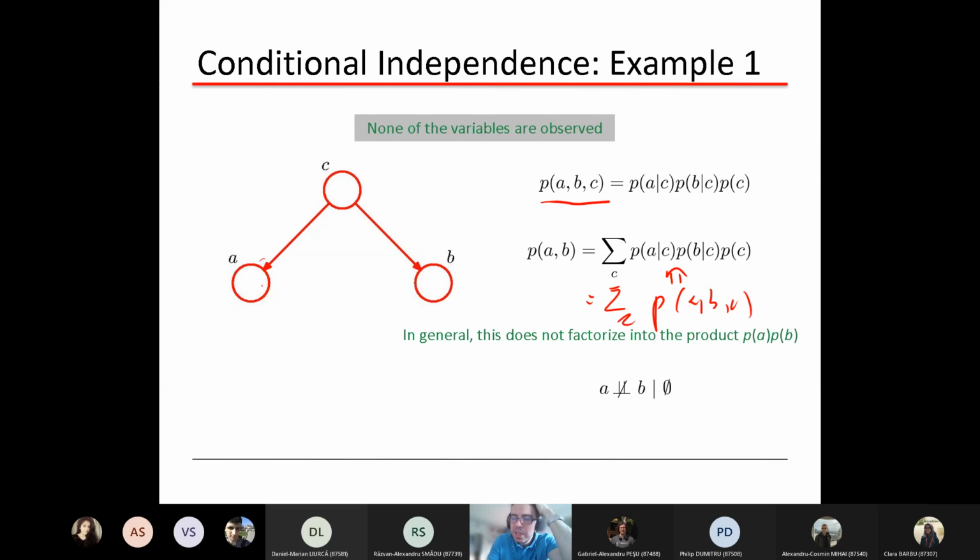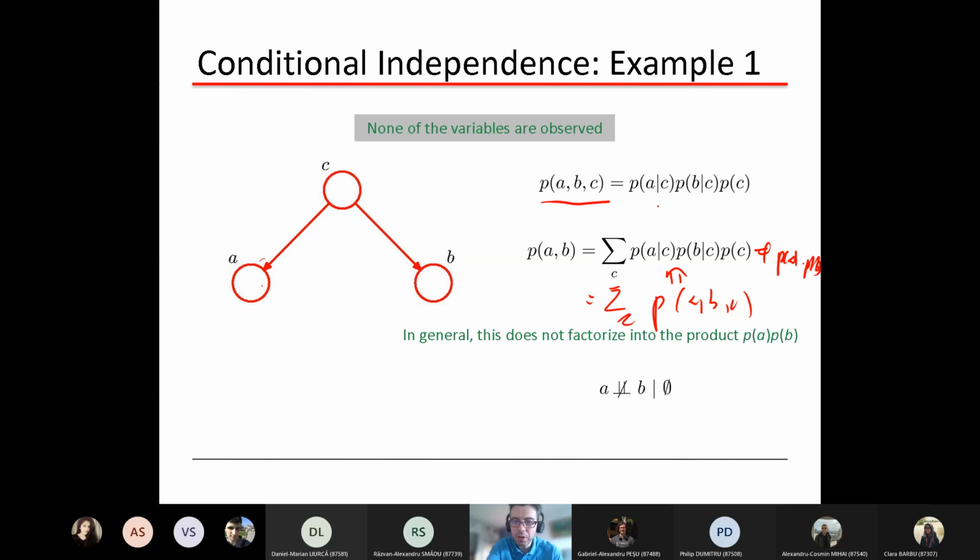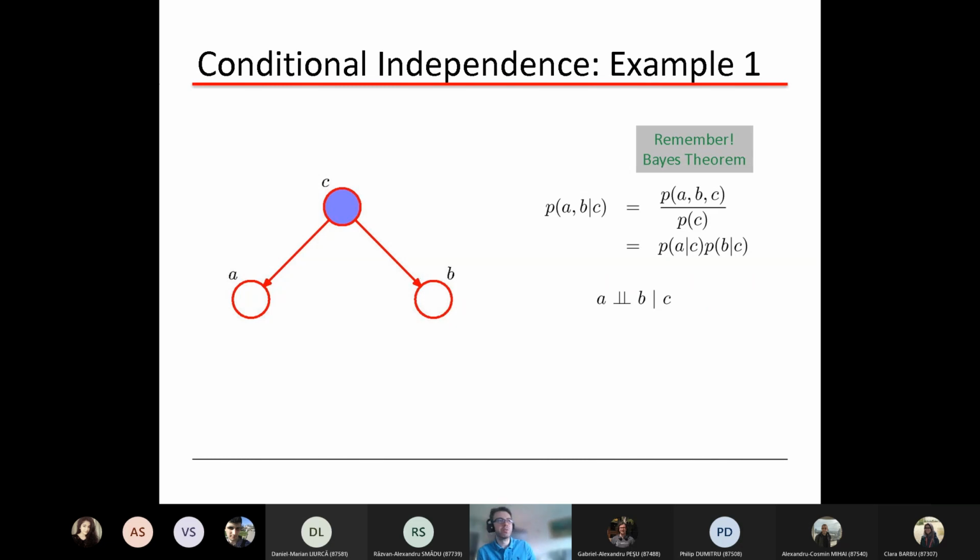And if we don't know C, A and B are not independent. So this is a complex distribution. It doesn't break up. It's not equal to P of A multiplied with P of B. It's more complex. So A is not independent of B given none. But if C is known, like if C is given, now P of A and B given C, we can write it as the joint divided by P of C, of course, using Bayes' theorem. And you see, if we divide by P of C, P of C goes away, and we get that it's P of A given C multiplied with P of B given C. So if we are given C, A and B become conditionally independent given C.